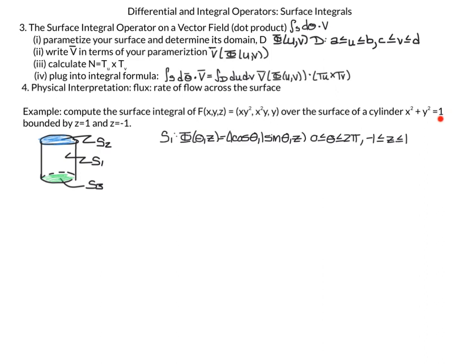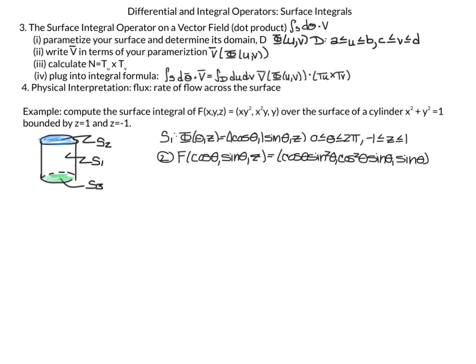If this had been x squared plus y squared equals 4, the radius would have been 2. In front of this cosine would have been a 2, and a 2 in front of the sine instead. But our radius is 1, so I put the 1 in front. Step 2 is to write our vector in terms of our parameterization.